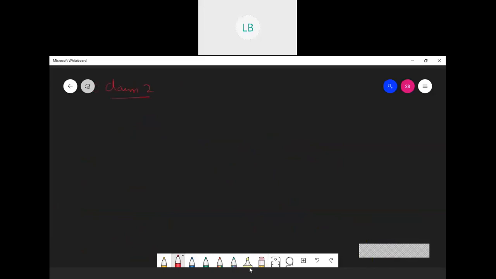So claim 2, let's see. Claim 2 is going to show that, again here we need very basic stuff of calculus. This is what we are going to show. So this is a very simple one. Just do the calculation. So let's first start with the left hand side.